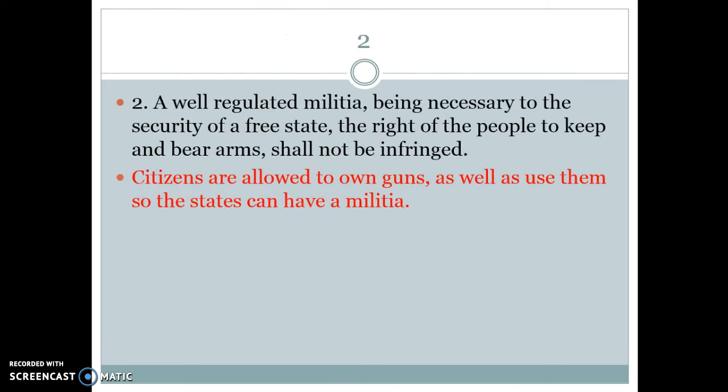The Second Amendment: citizens are allowed to own guns as well as use them so the states can have a militia. This is one of the more controversial amendments. It's been interpreted by the Supreme Court, because remember, it's their job to judge laws in the Constitution. This amendment has been interpreted by the Supreme Court to say that Congress, the national government, cannot take away our rights to own weapons. Now, what that specifically means has been different at different periods of time, but overall, Congress can't take away our right to own guns as well, so that the states may have a militia.